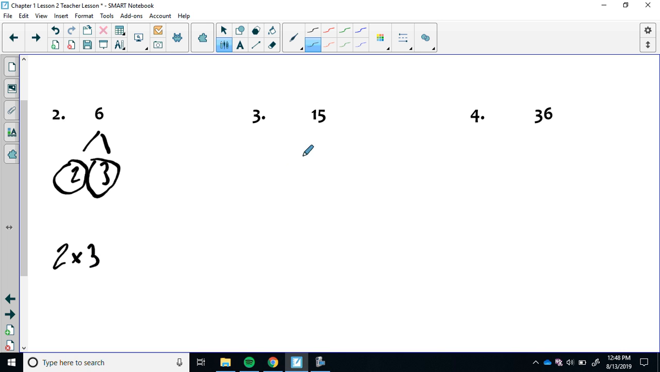If we do 15, think of 2 numbers when you multiply them together equal 15. I think of 3 and 5. Those numbers are both prime. And we don't have anything else to go, so we write them in order from least to greatest. 3 times 5.